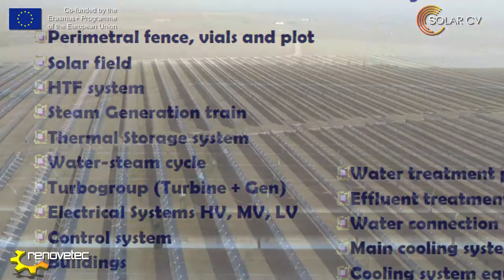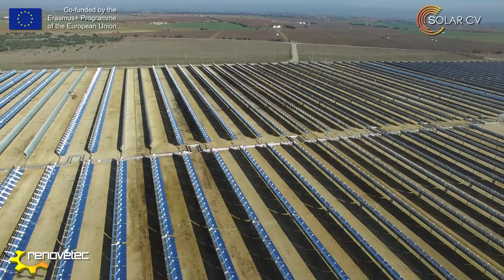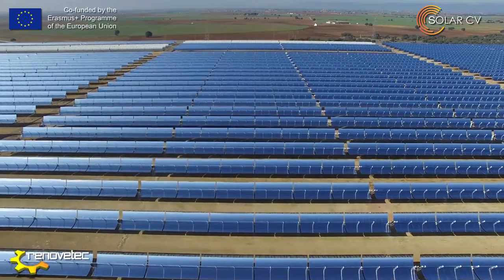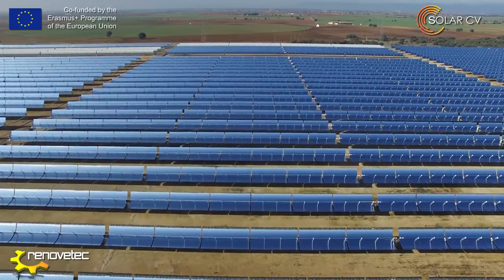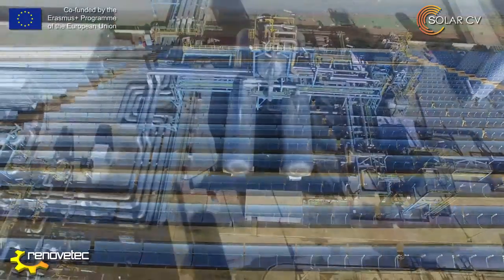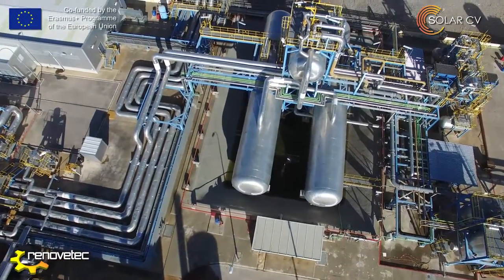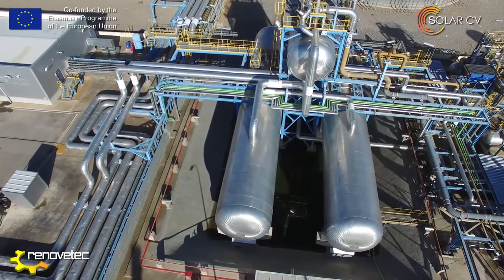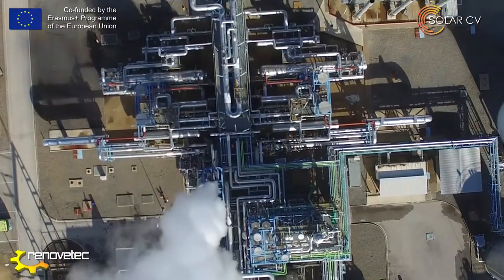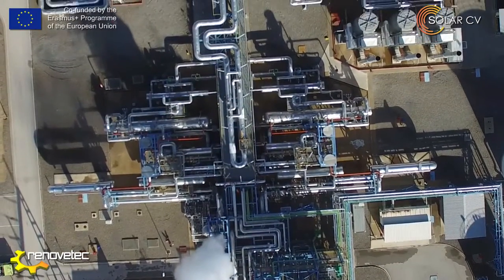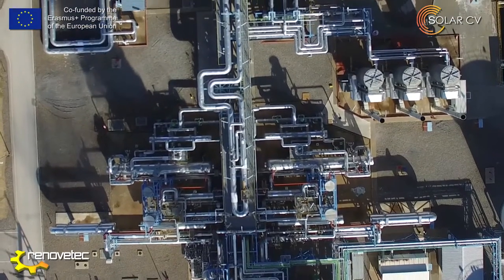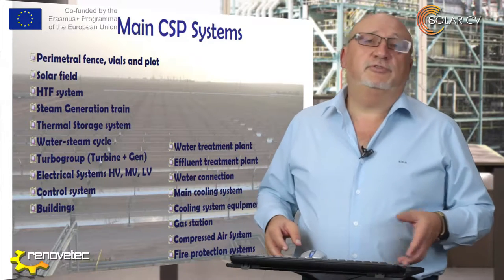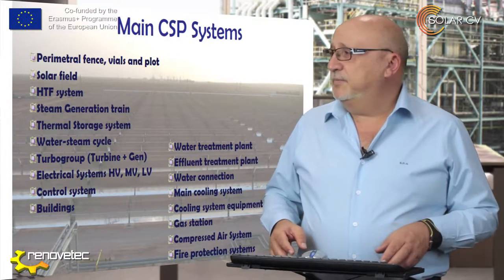After that, we have the solar field, the biggest system in the plant, maybe the most important part of a parabolic trough plant. After that, we need the HTF system, the heat transfer fluid system, to transport the heat from the solar field to the power block. The steam generation train transforms the heat contained in the HTF into potential energy, transforming water into steam at some pressure and some temperature.